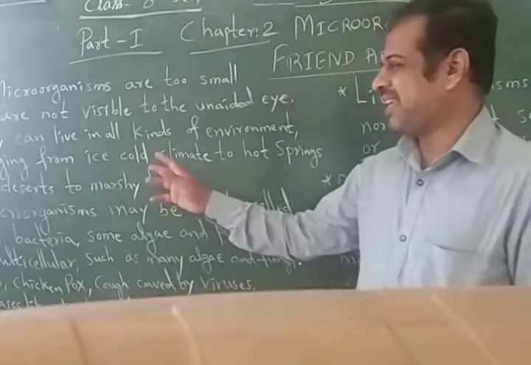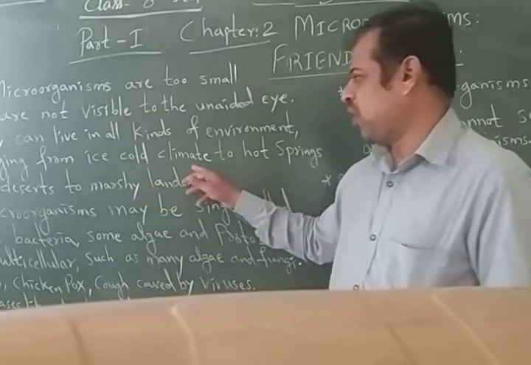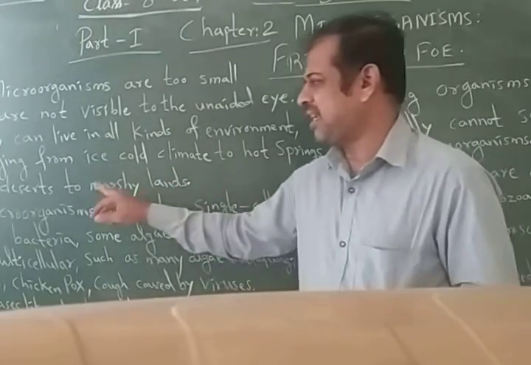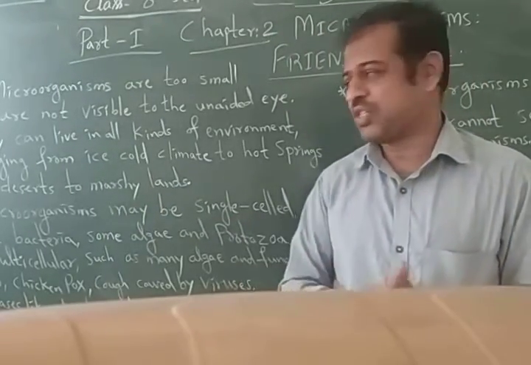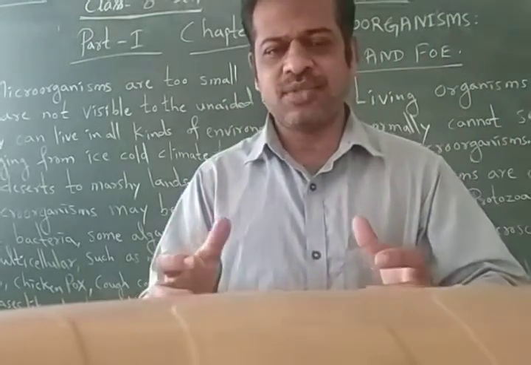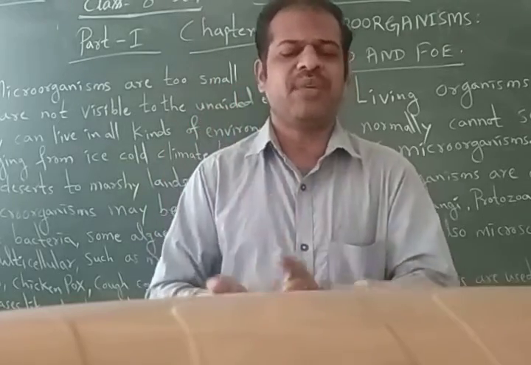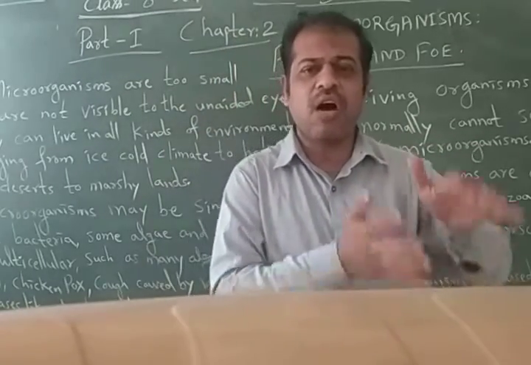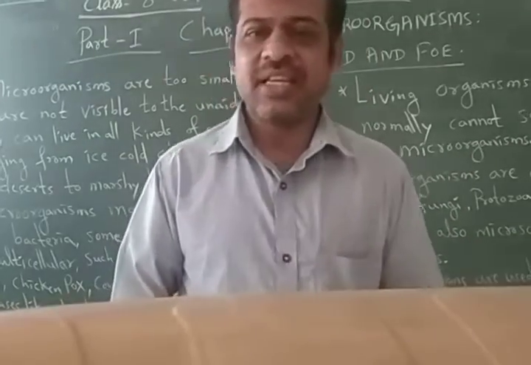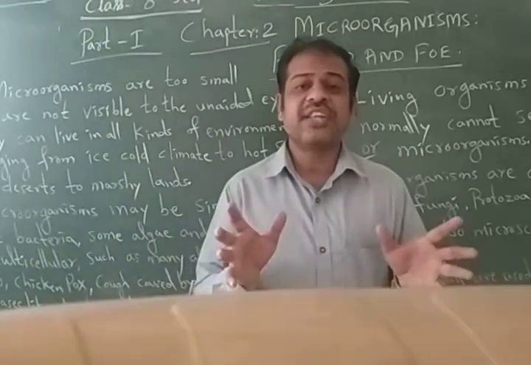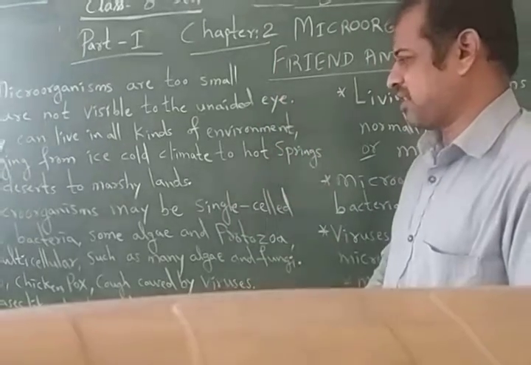Okay, students, they can live in all kinds of environments, ranging from ice cold climates to hot springs, deserts and marshy lands. Some different types of microorganisms live in the cold climate. Some different types live in the hot climate. Some live in the rainy season. Some originate in the rainy season. So many types we are studying here.